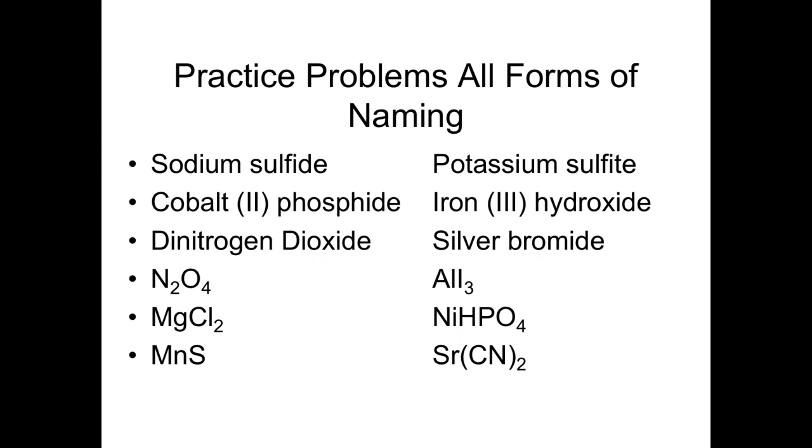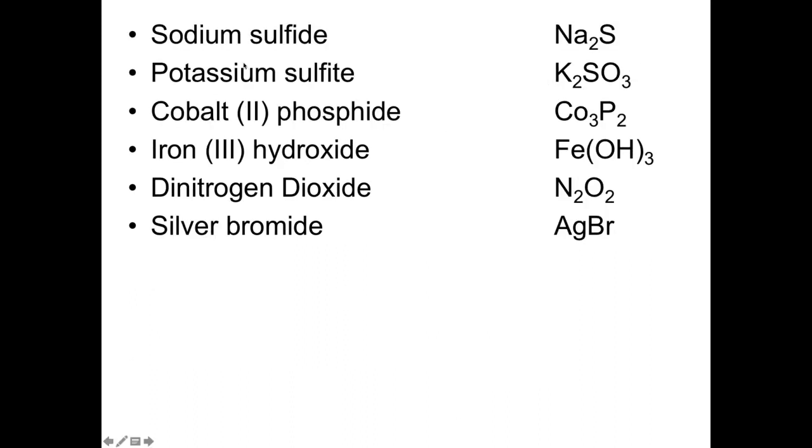Okay, here we go. So sodium sulfide. Sodium is Na with +1. Sulfide is S with a -2. When we cross, we're going to have Na2S. Potassium sulfite. Sulfite's a polyatomic. It's SO3 with a -2. Potassium is K with a +1. So when you crisscross, you're going to get K2SO3.